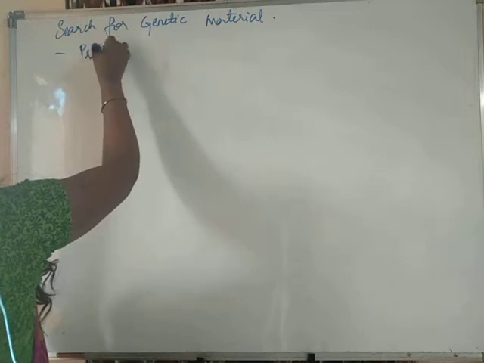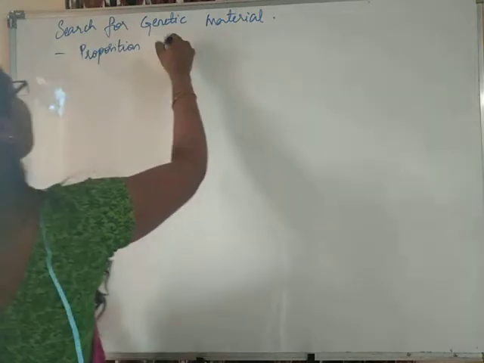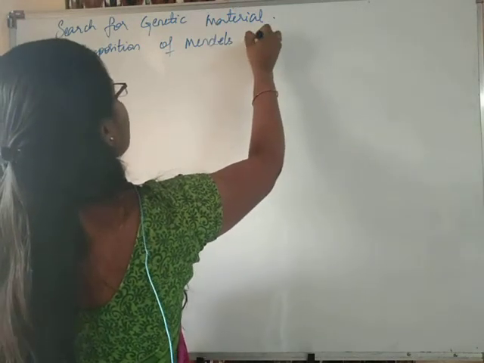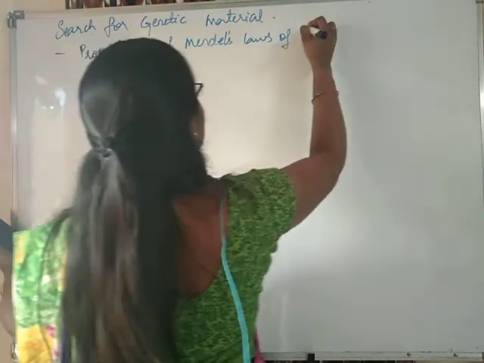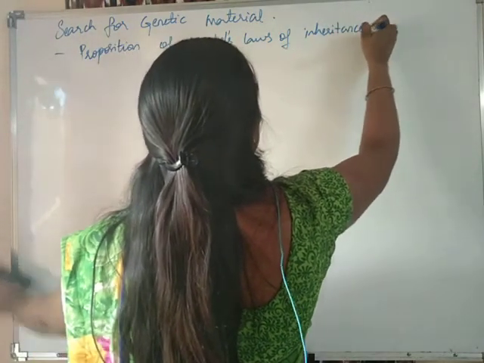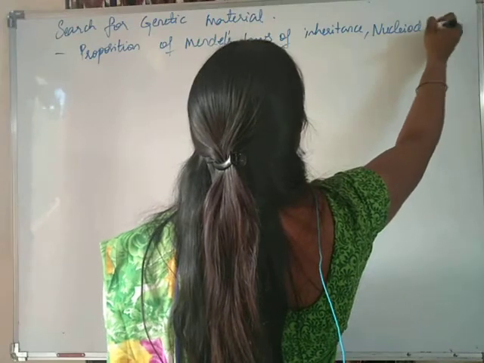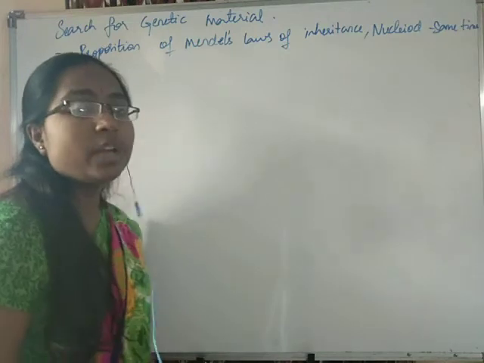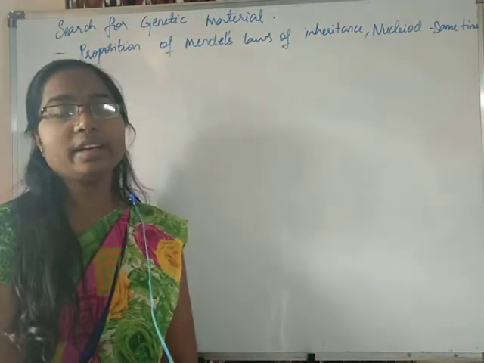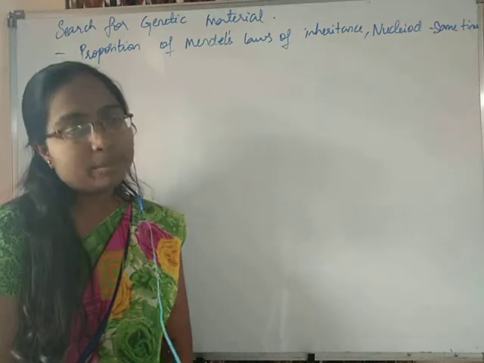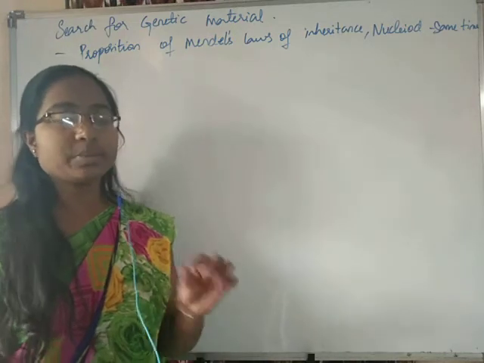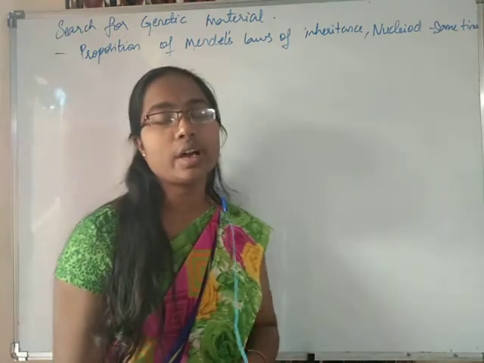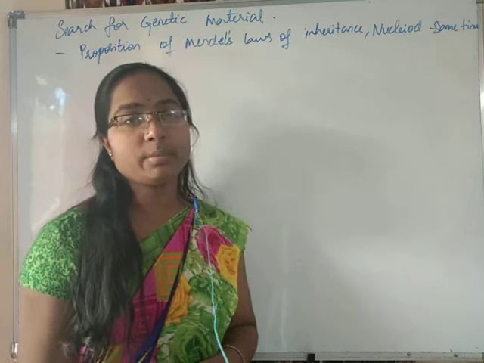The proposition of Mendel's laws of inheritance and the presence of nuclein, all of these occurred at the same time. So, they were saying that there is some genetic material present in the organisms, which is responsible for the inheritance of characters, and here the nuclein was also identified as something that might be the genetic material.